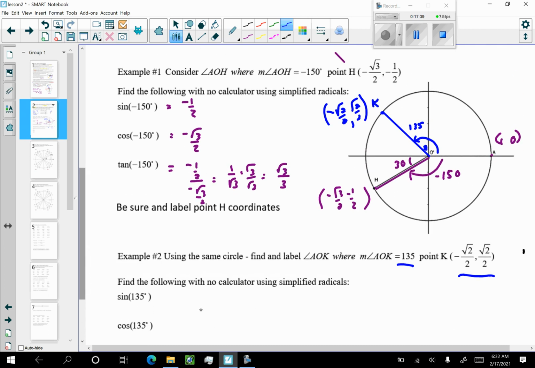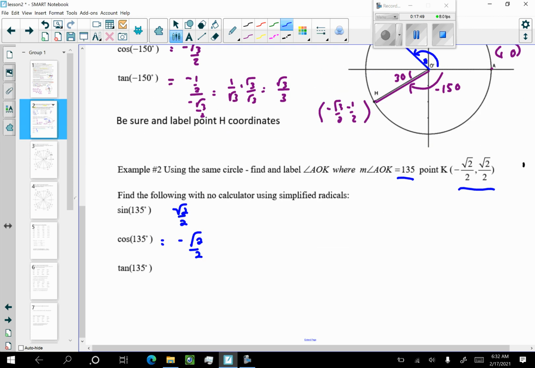So I can find now what is the sine of 135. Oh, it's the y value, square root of 2 over 2. The cosine is the x value, negative square root of 2 over 2. And the tangent is the y over the x. So it's going to be square root of 2 over 2 over negative square root of 2 over 2. That's the tangent. Whoa, whoa, whoa. Negative 1.